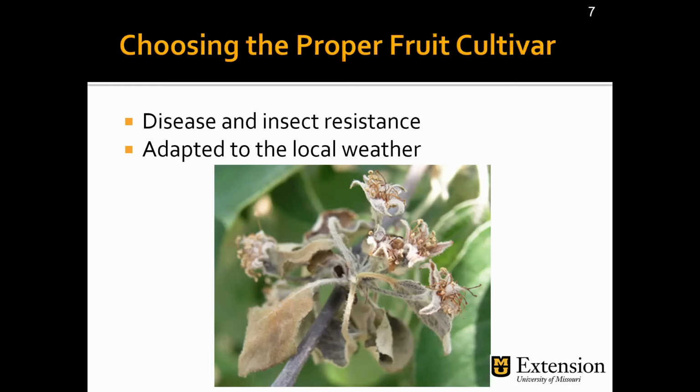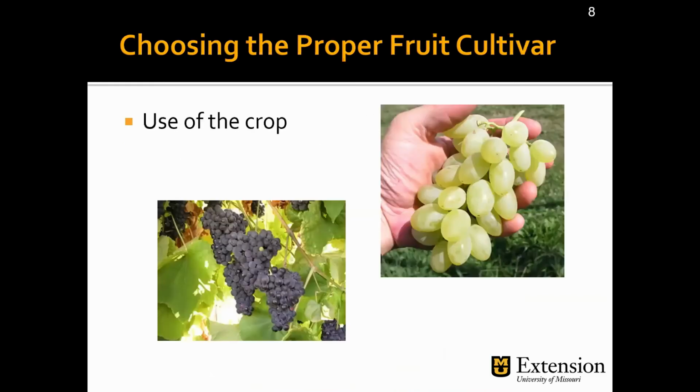An example of that may be with plums. American hybrid plums are adapted to most of the cold hardiness zones in the United States. Those are hybrids between European and wild American plums, and Japanese plums and wild American plums. The other thing you have to think about is what you're going to use the crop for.